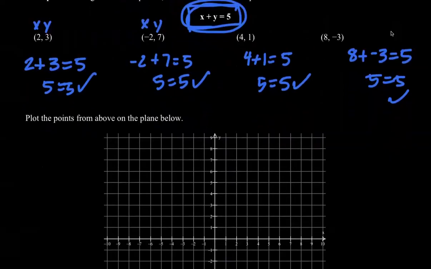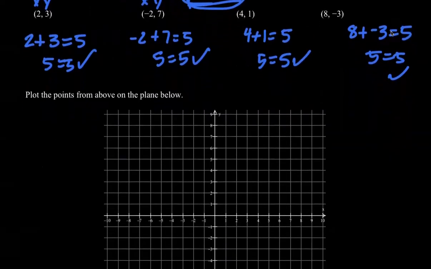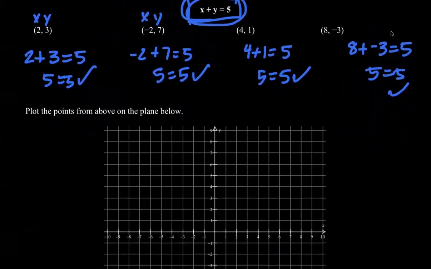We're going to plot each one of those on the coordinate plane below. So 2 comma 3 would be 2 to the right and 3 up. -2, 7. Again, remember we're starting at that origin.